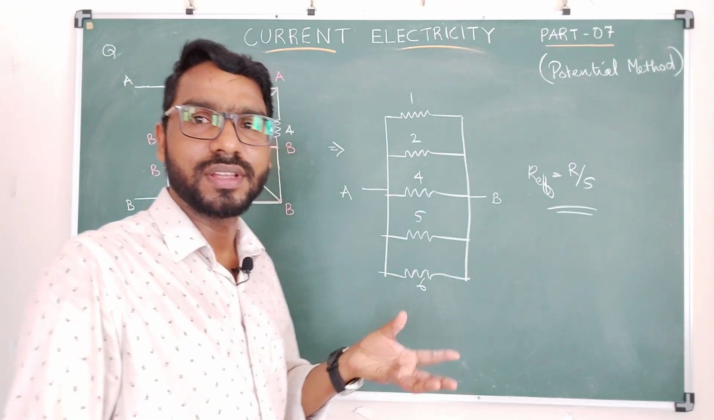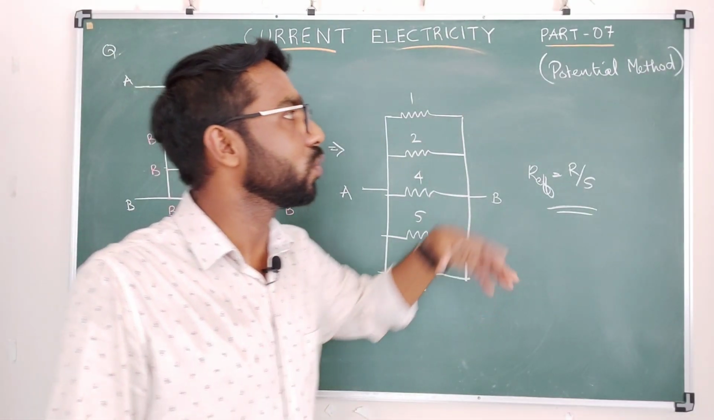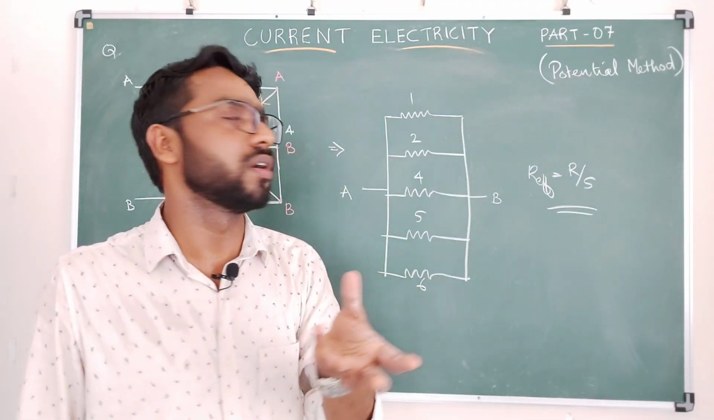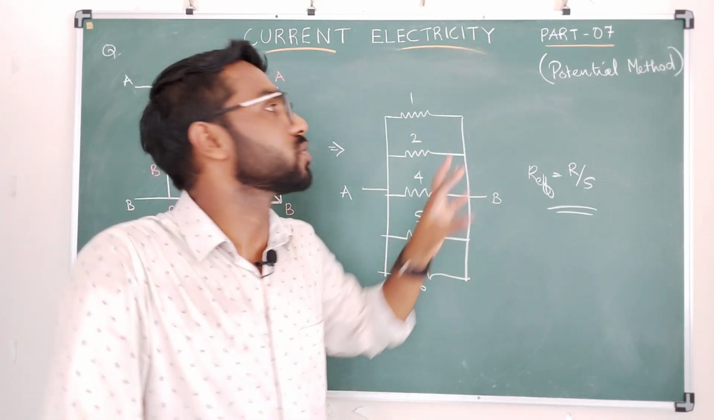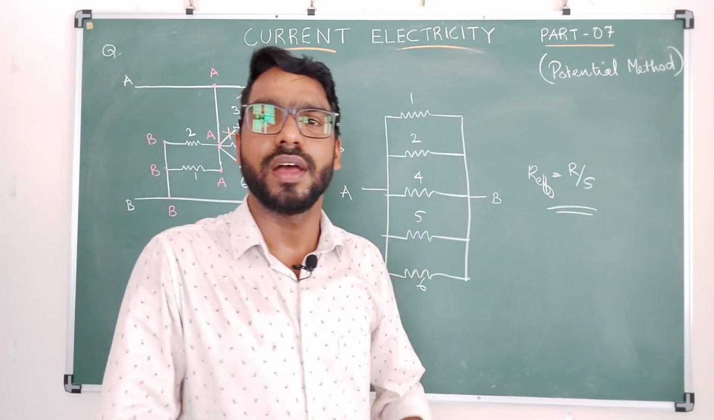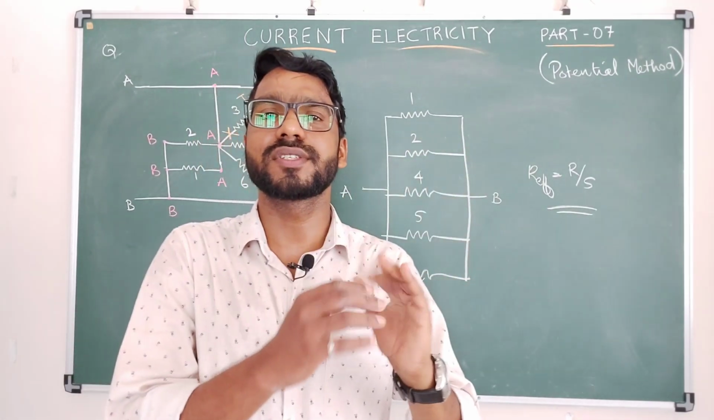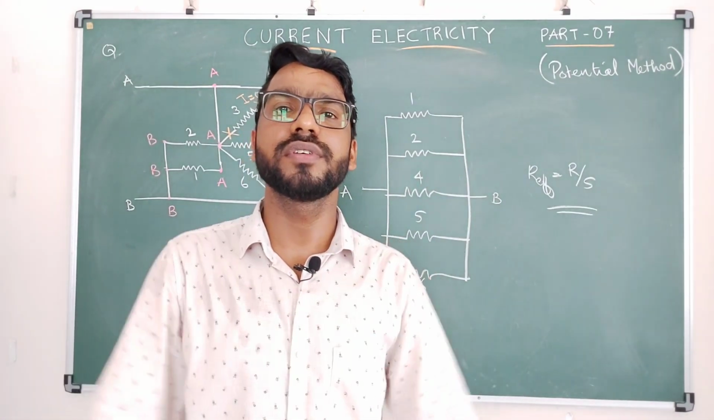Okay friends, this video lecture is over here. I think you got a clear idea about solving combinations of resistors using the potential method, and in part 8, current electricity part 8, we will discuss 2 more methods of solving a combination of resistors.